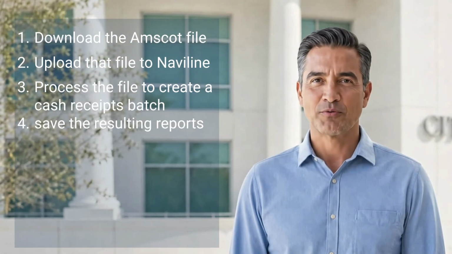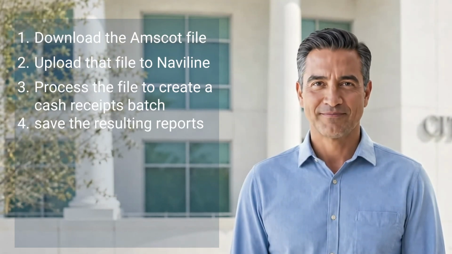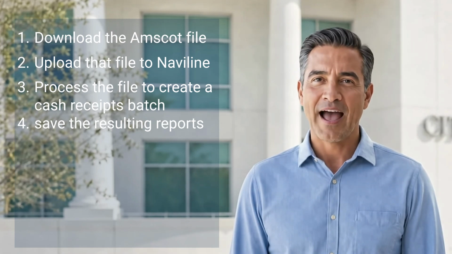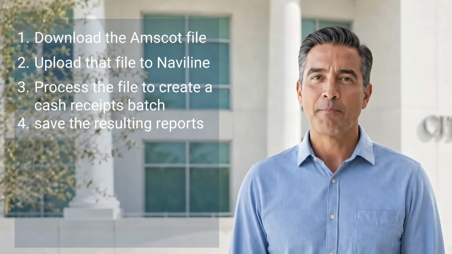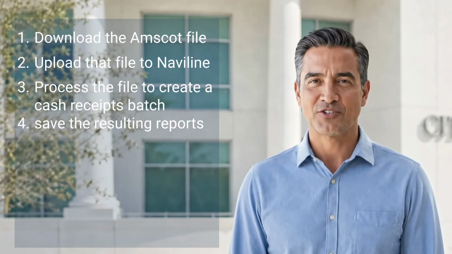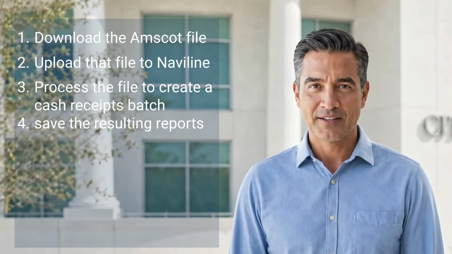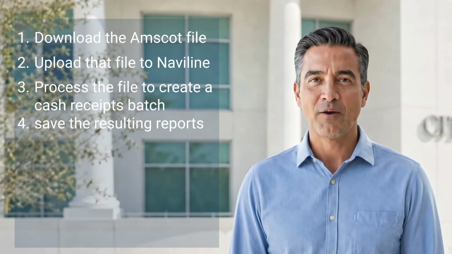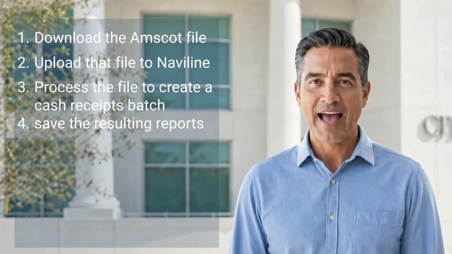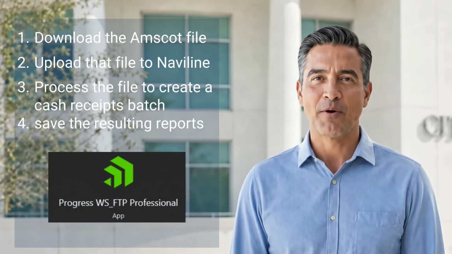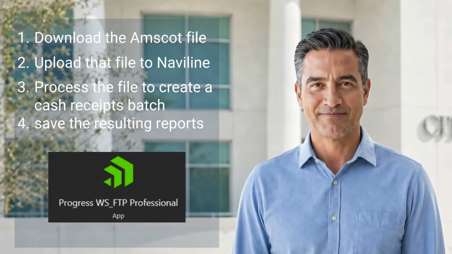I am about to show you the steps to accomplish this. 1. Download the Amscot file using an FTP program. 2. Upload this file to Naviline via a data transfer. 3. Processing this file in Naviline in order to create a cash receipts batch. 4. Saving the resulting reports. IT will need to install this FTP program for you if it is not present.